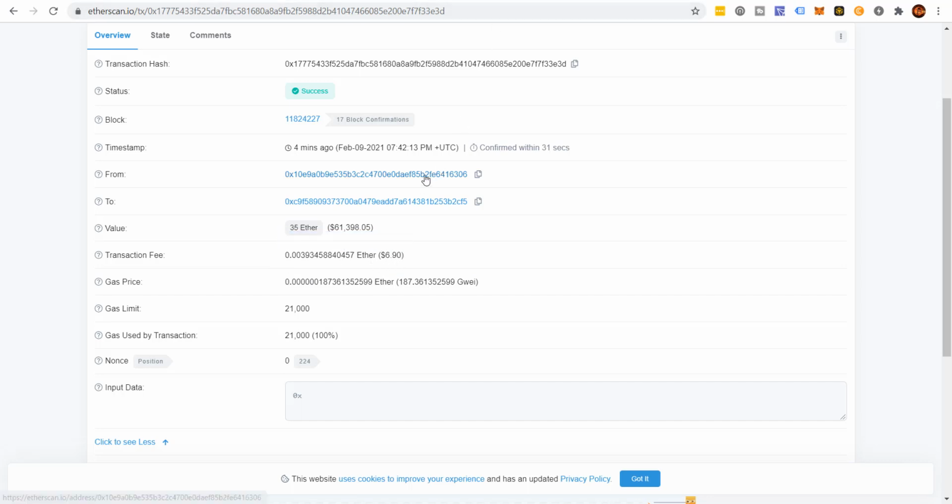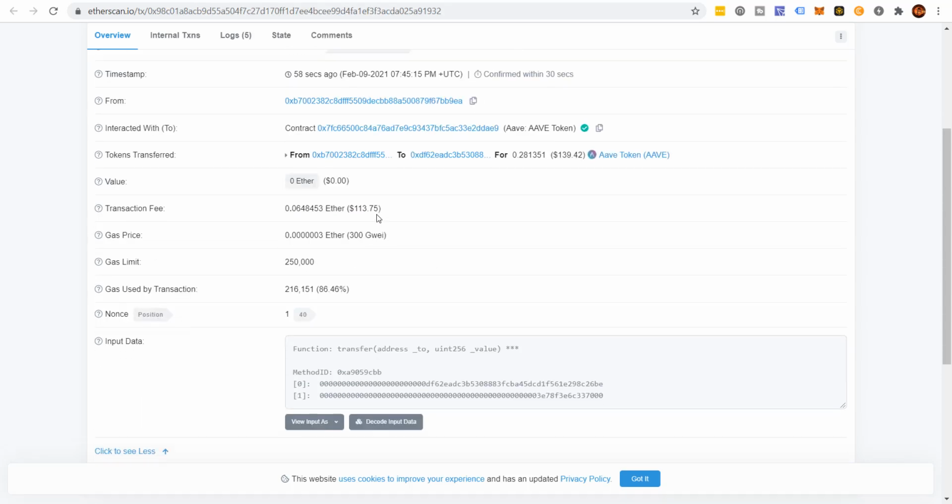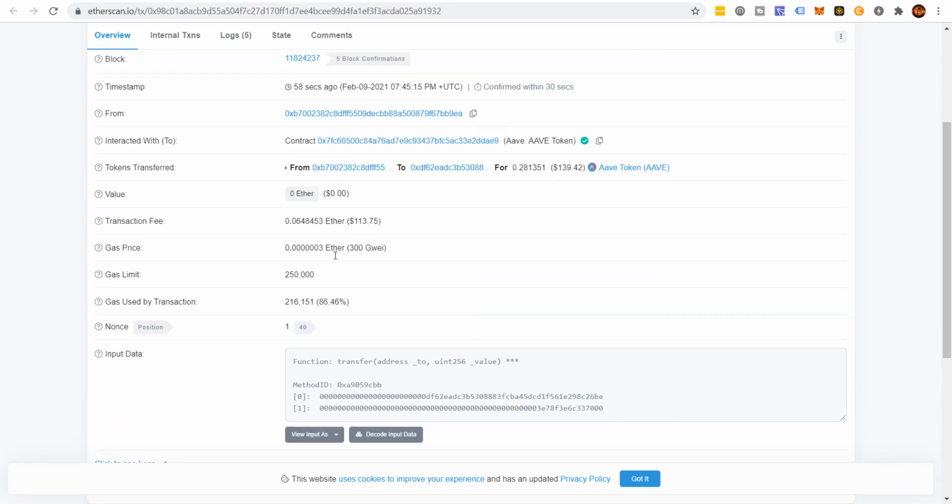Now let me show you a more complex example. This was a Uniswap transaction. The gas used on Uniswap was 216,000, 10 times the amount of gas used for a simple transaction, at a price of 300. And this transaction ended up being $113. Do you see how that's calculated?